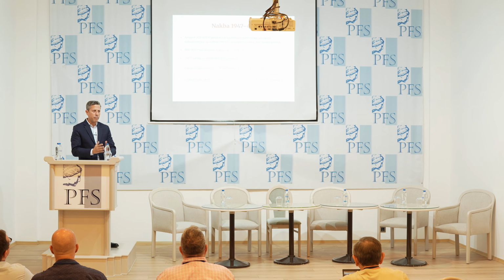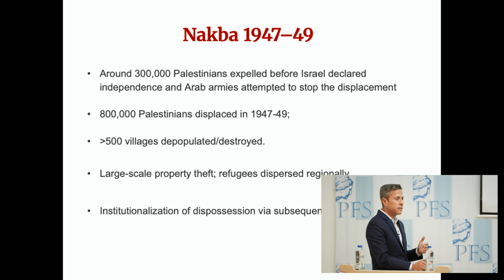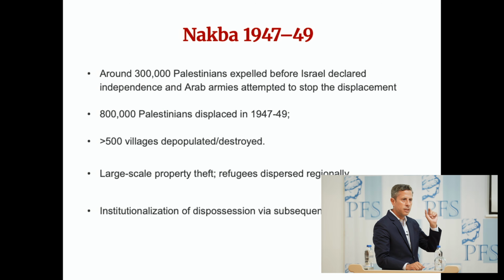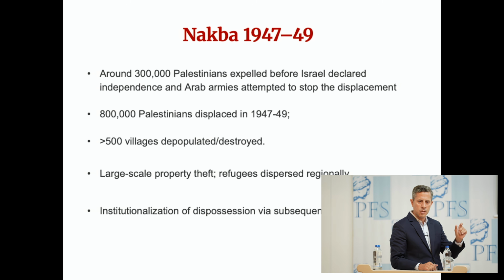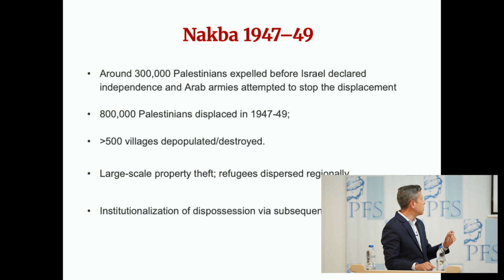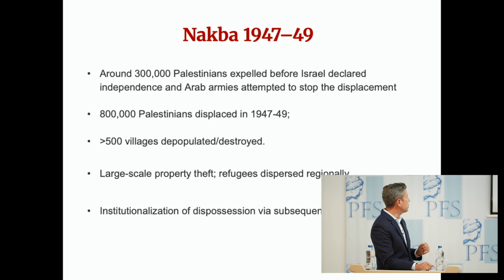In fact, it was Weizmann, the first Israeli president, who literally said a miracle happened and they left, about the Palestinians. But what was happening is that they were being expelled, and 300,000 were already expelled, and they were going to expel many more, unless the Arab armies intervened to stop that expulsion after it had already begun. But they managed to only stop the expulsion from the West Bank and Gaza, but about half of the population of Palestine, half of the Palestinians, were expelled. About 800,000 Palestinians were expelled in 1947 to 1949.